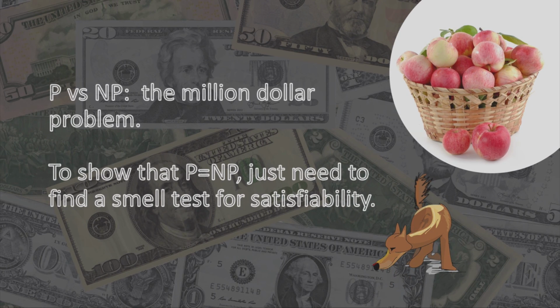So here is a way to restate that $1 million problem. Can you find a smell test for satisfiability? Some way to look at a formula, do some magic over it that supposedly is less time consuming than writing the whole truth table, and say, yeah, this formula smells satisfiable, and this one smells like a contradiction. If you could do it, the $1 million is yours.